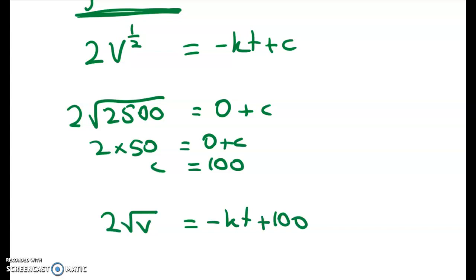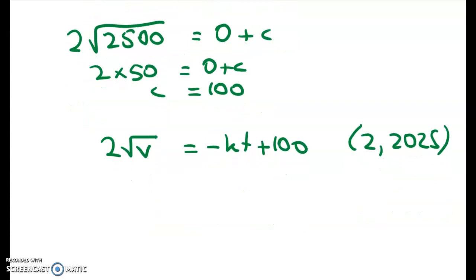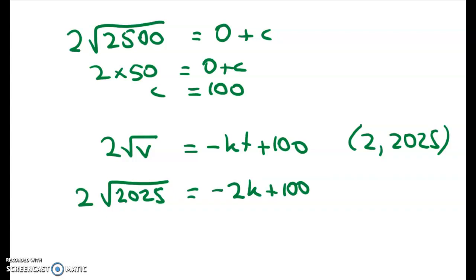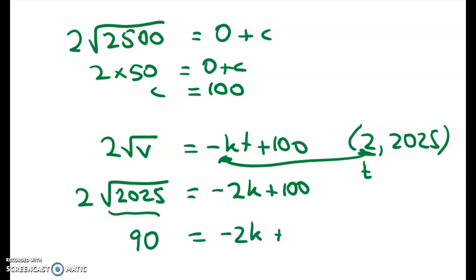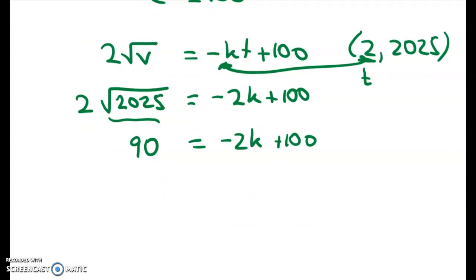Now I can substitute my next point, this one here, and that will get me a full solution to the equation. So we get 2 root 2025 is equal to negative 2k plus 100. Now just be careful there. It's quite a common mistake to substitute that 2 and accidentally replace the k, but 2 is the value of t. So 2 times 45, which is what that is, gives us 90. 90 equals negative 2k plus 100. Rearranging carefully, I get negative 10 is equal to negative 2k, so k is equal to 5.